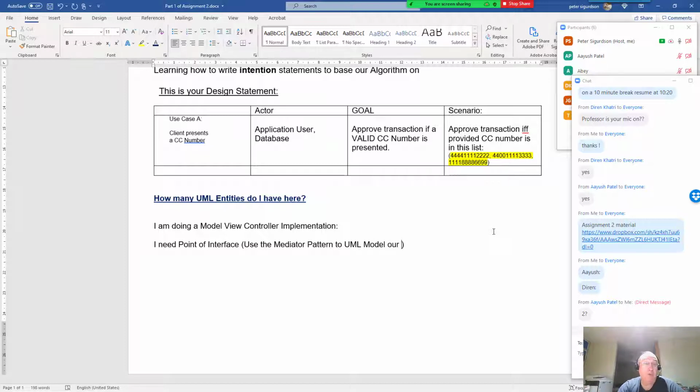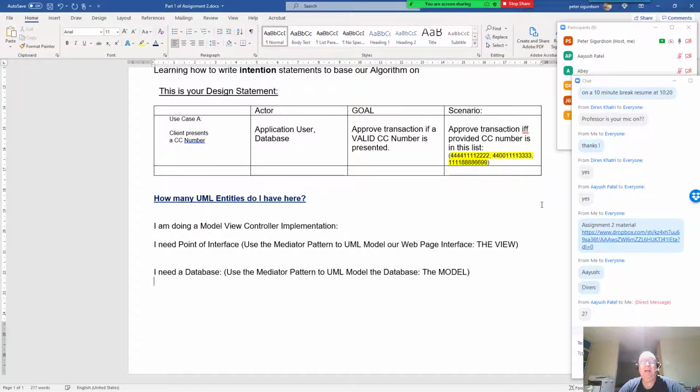Our web, it's going to be a web interface in this case. That's the view. And we also need a database, and that's going to be another UML object. And I need another UML entity to model my controller, which is where, what do I do in the controller? I put my algorithms and business processes there.